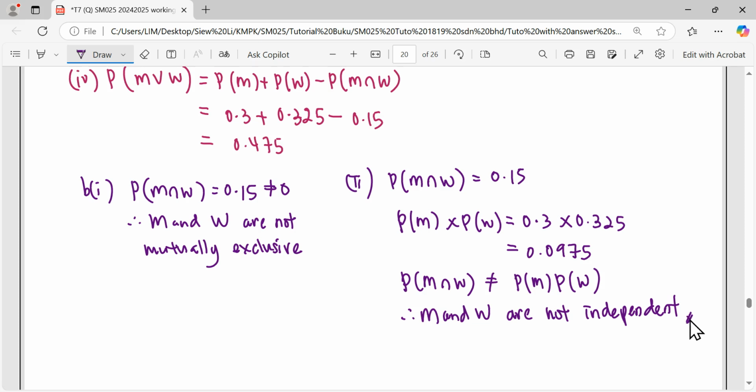So that is how we prove the special cases here. For mutually exclusive, check whether the intersect is 0 or not. If the intersect is 0, they are mutually exclusive; if not 0, not mutually exclusive. Then we check whether the intersect equals the multiplication of the individual events. If you get the same value, it is independent. When the value is not the same, the two events are dependent.